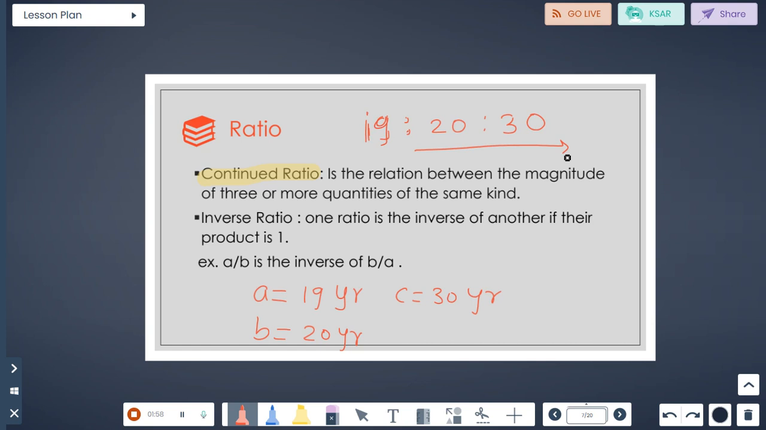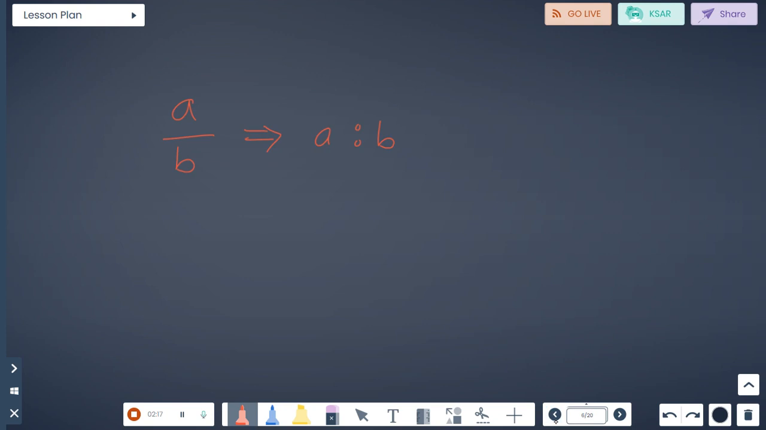Second type, inverse ratio. Inverse ratio means one ratio is the inverse of another if their product is 1. Suppose the first ratio is A upon B. Then the inverse of that ratio A upon B is only B upon A.